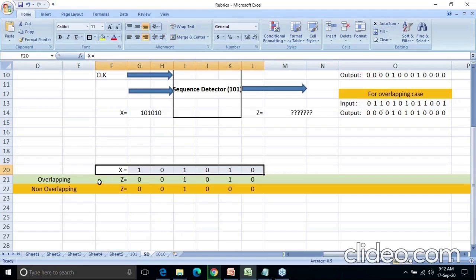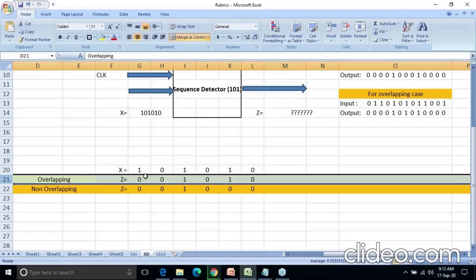Now there are actually two types of sequence detector. First is the overlapping one. Overlapping means where your last bit acts as your first bit. I will explain this afterward. And non-overlapping means your last bit stays the last bit, and the first bit starts again freshly. Okay, so here just see this overlapping.